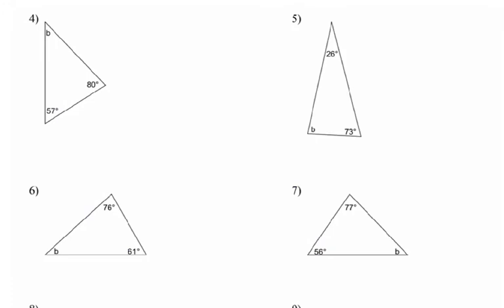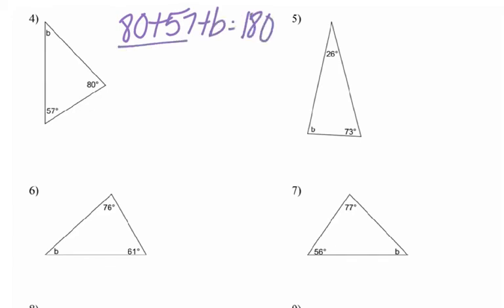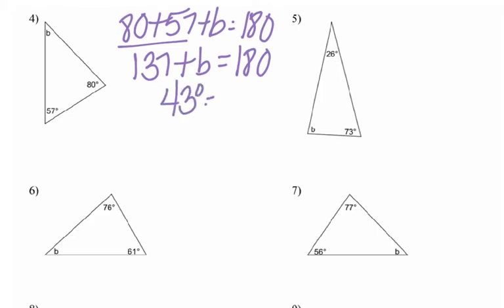Okay, now let's look at number 4. Remember, this whole section is just all three angles add up to 180. So we're going to say 80 plus 57 plus B equals 180. We're going to add those together. So we're going to add 80 plus 57. That's going to give us 137 plus B equals 180. So then, how do we find out what plus 137 is 180? We're going to subtract. And so you would get 43 degrees equals angle B.